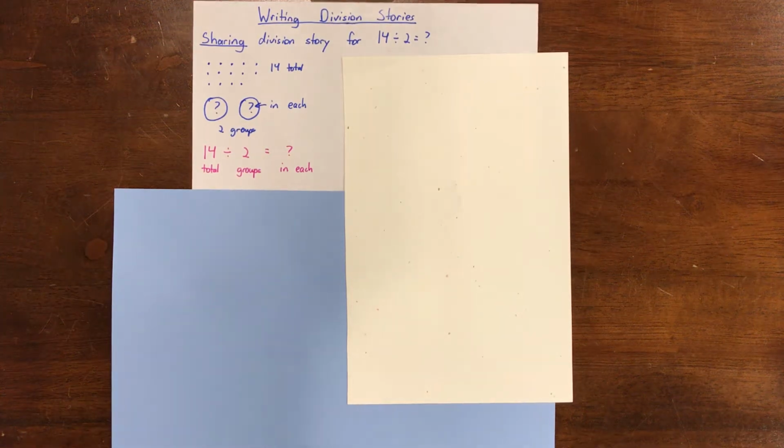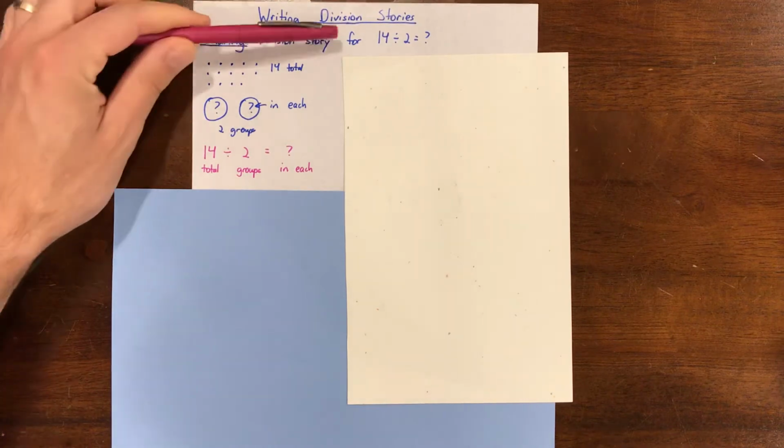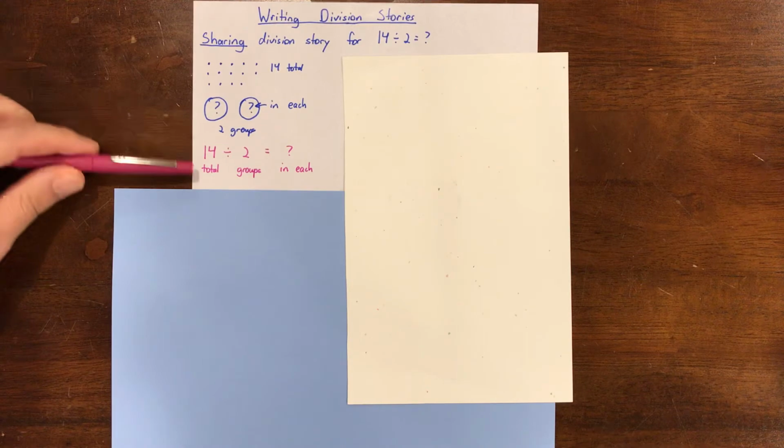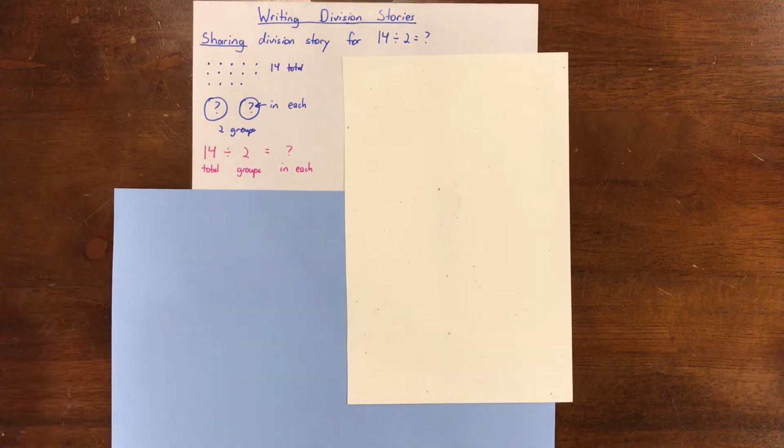This is how a couple of kids that I had last year represented this number sentence, 14 divided by 2 equals question mark. You can see a picture and a labeled number sentence, and both the picture and the labeled number sentence show that 14 is the total. It's being shared equally into 2 groups, and that we need to figure out how many are in each group.